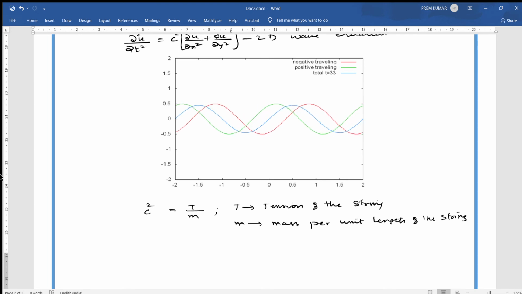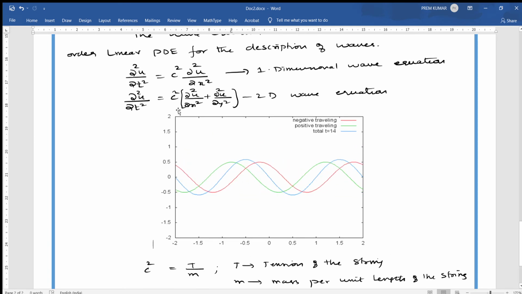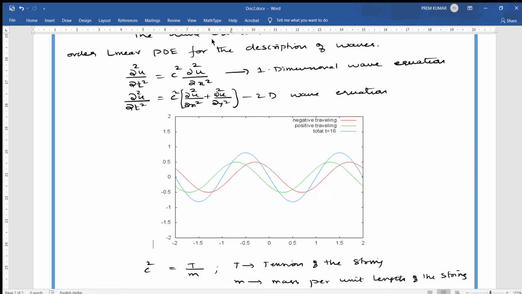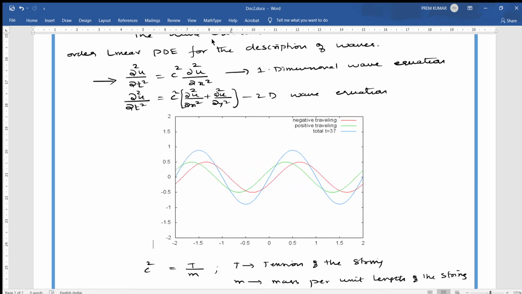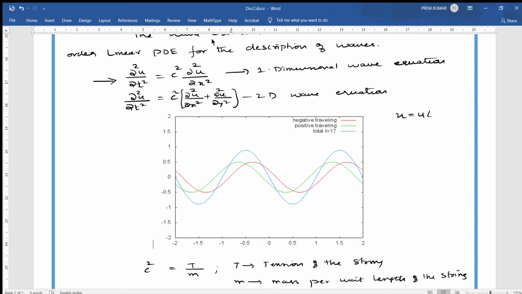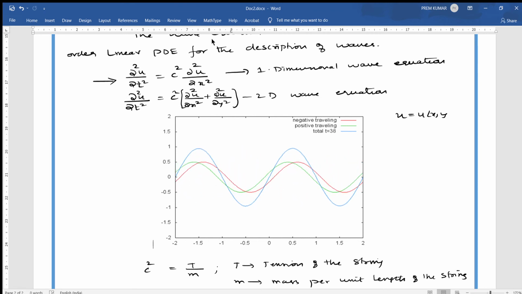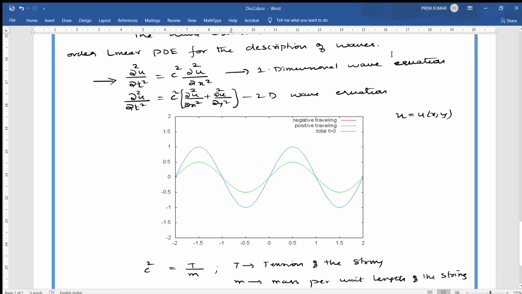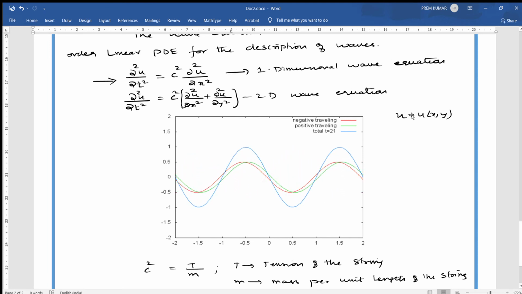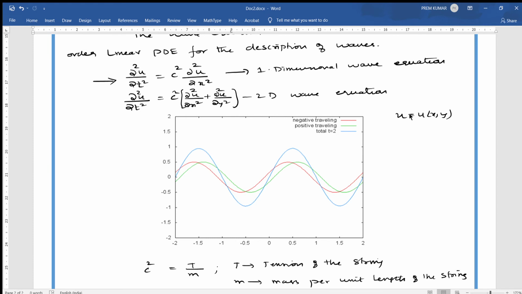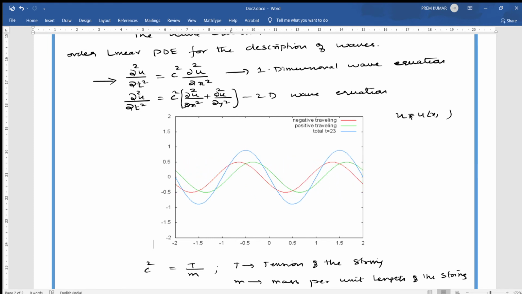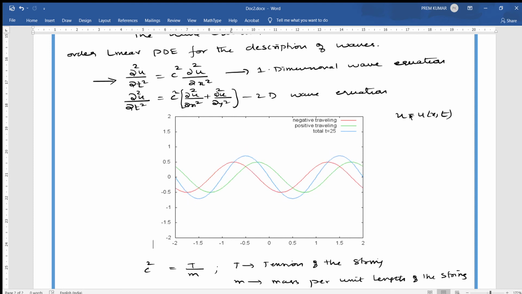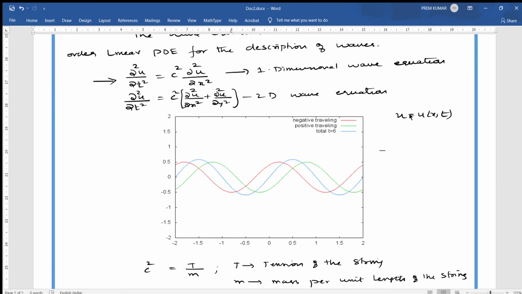And what is this U? If you solve this one-dimensional wave equation, we get the function U. Sorry, if you solve this one-dimensional wave equation, it is a function of x and t.